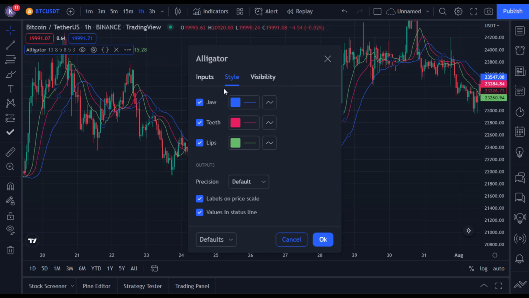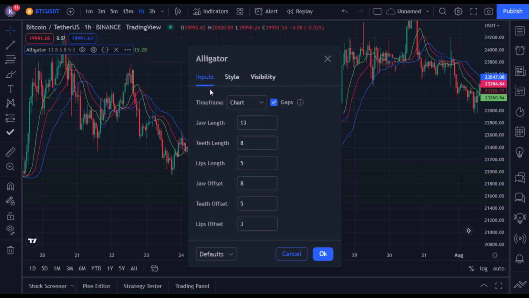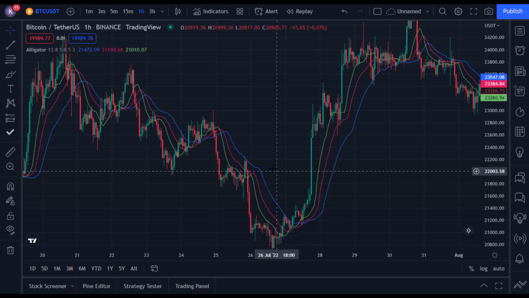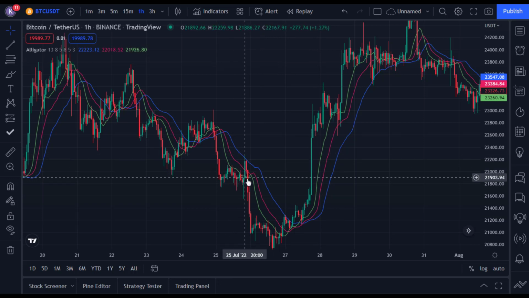This indicator consists of 3 lines with values of 13, 8, and 5. The first line is called alligator lips, which is 5 and is the green line. The second line is alligator teeth, which is the red line. The third line is the alligator jaw, which is blue in color. You can also change the color and thickness of the lines in the style section. The green line is faster and indicates whether we should be in a short or long position.